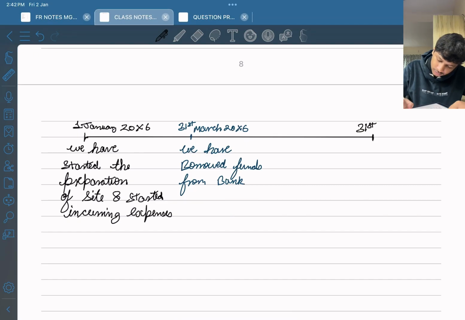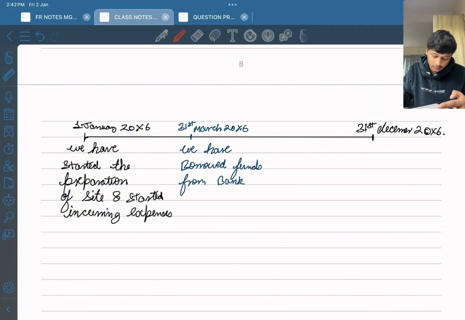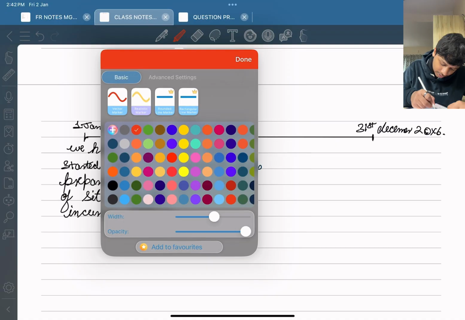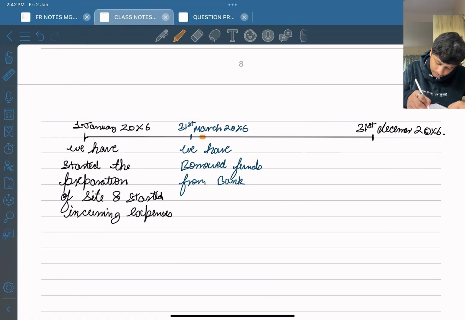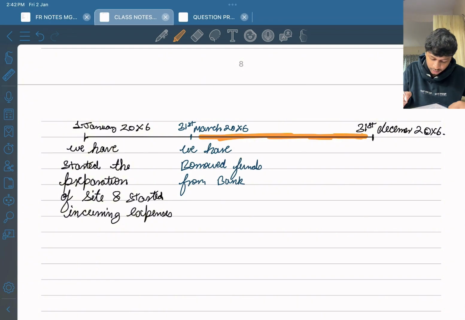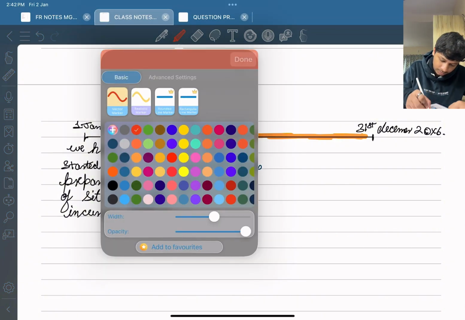31st December 20x6 is a year end. Now tell me what will be the period for capitalization. The period for capitalization will still be this part. And the period for P&L will be this.